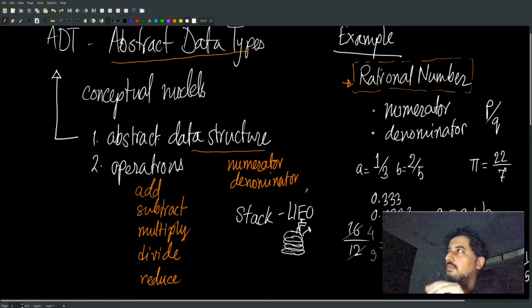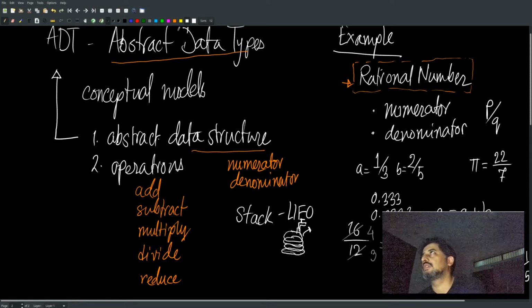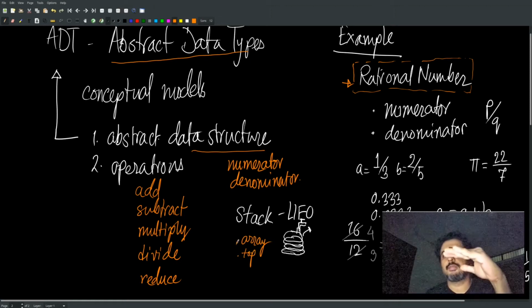The question, when we talk about the ADTs, is how do you represent a stack as an ADT? We will think about the underlying data structure that represents a stack, and we will say what are the operations that can be performed on a stack. So a stack can be represented in so many different ways, and one of them is just by using an array. That says that the underlying data structure is an array, and we also need to maintain the top index that tells you where the last element that got inserted in that stack is.